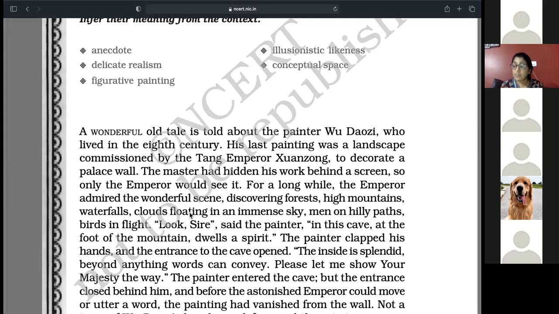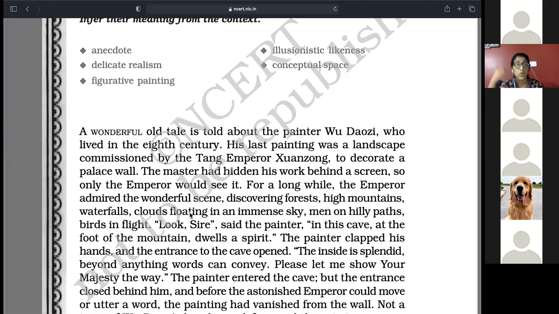तो landscape, the beauty of the land, commissioned by the Tang Emperor Xuanzong to decorate a palace wall. मतलब उसको इस emperor ने बोला था कि palace wall को सजाना है, उसी लिए you have to make a painting, and that was his last painting. The master had hidden his work. Had hidden his, this is alliteration. Had hidden his work behind a screen. मतलब उसने छुपाया था. He just wanted that the painting should be first seen by the emperor.